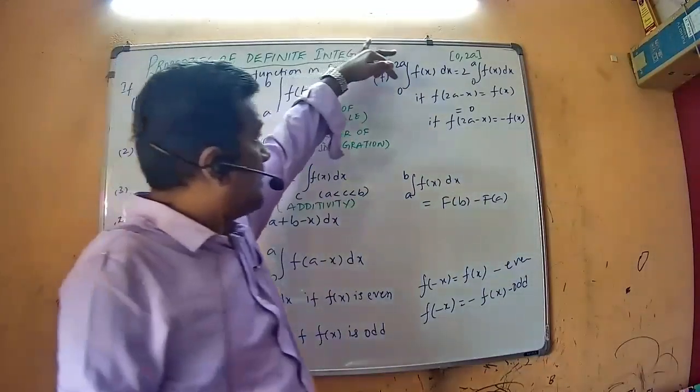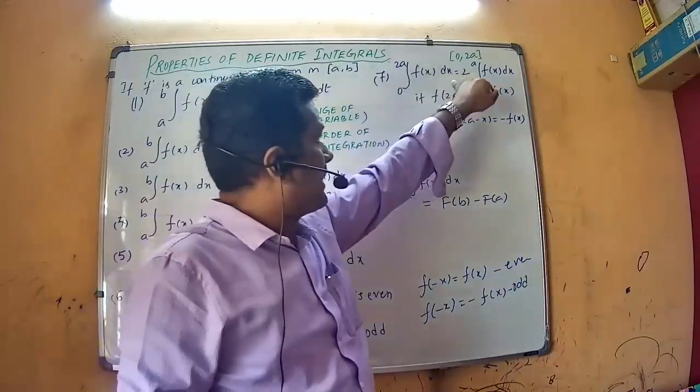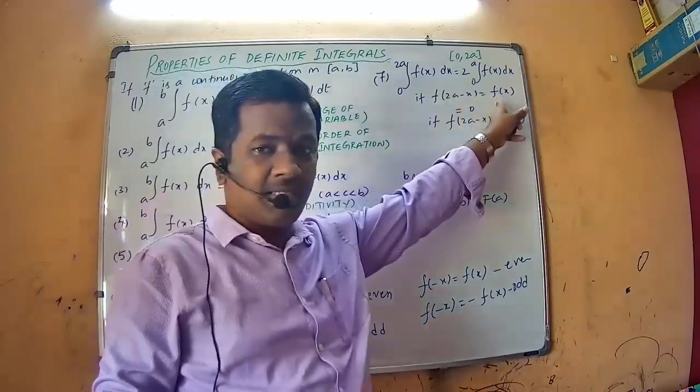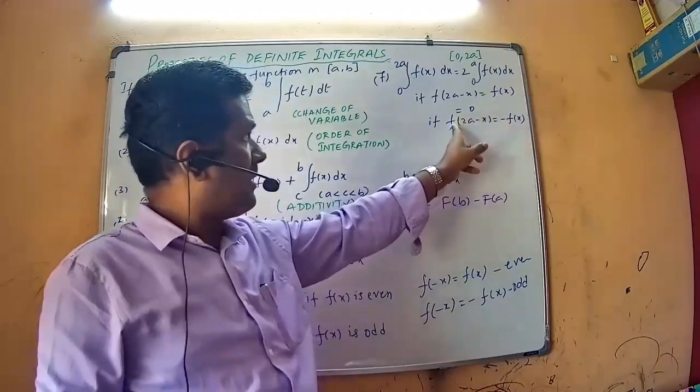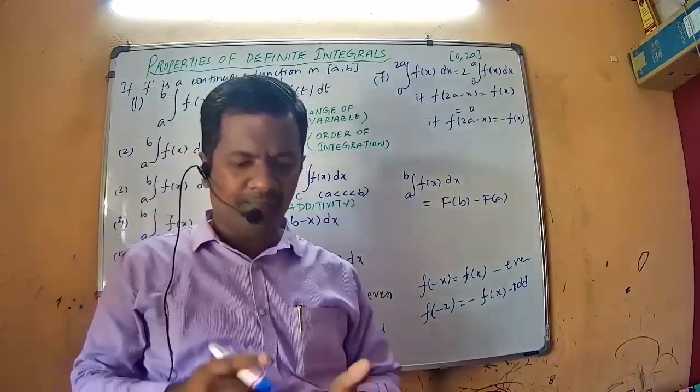Likewise, the seventh one: the integral from 0 to 2a of f of x dx will become 2 times the integral from 0 to a of f of x dx, if f of 2a minus x is f of x. If it is minus f of x, the value of the integral is 0.